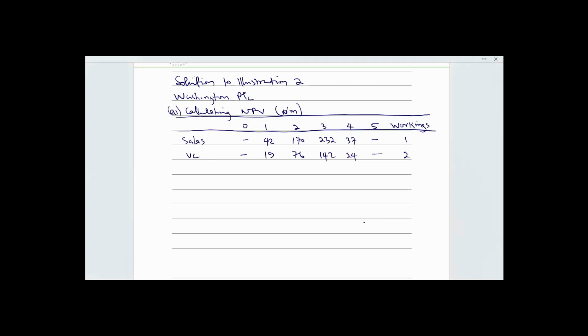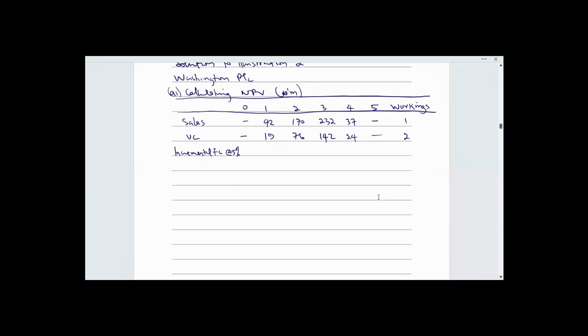So in this case, I don't need to do working for my fixed cost. I will just say incremental fixed cost. What's the inflation rate of fixed cost? 5%. Thank you. So our inflation rate on fixed cost is 5%.